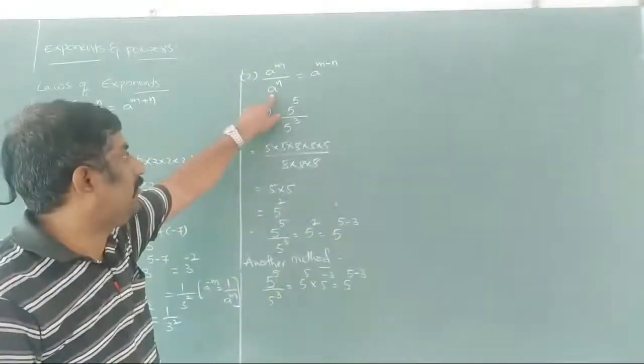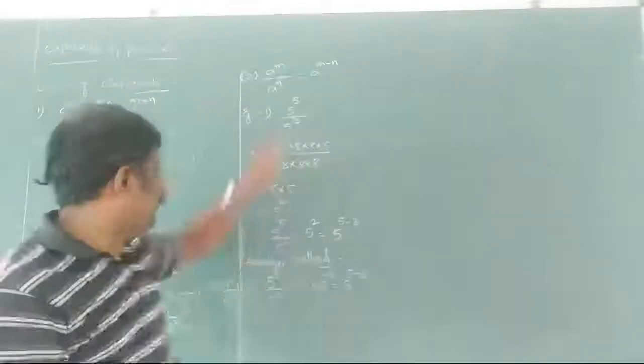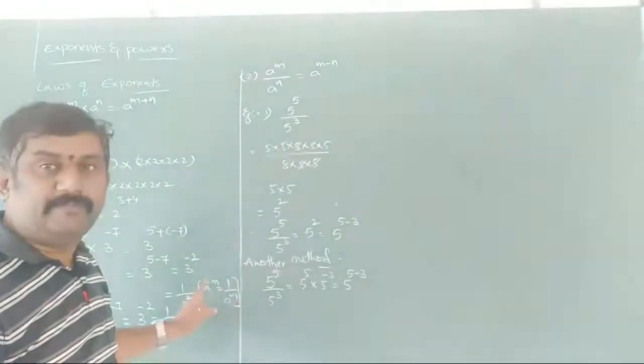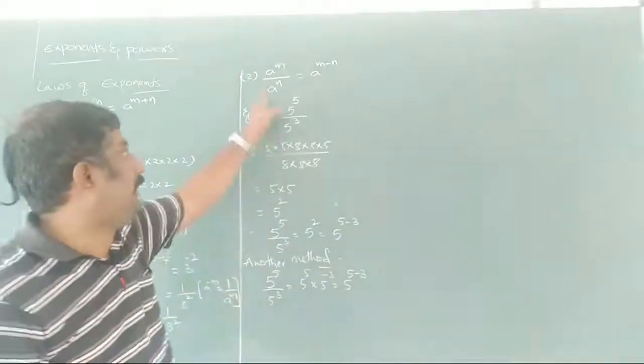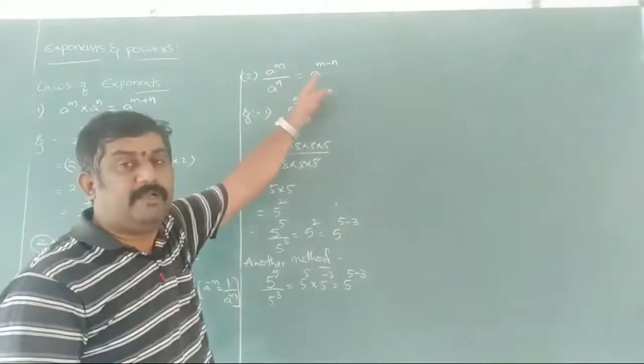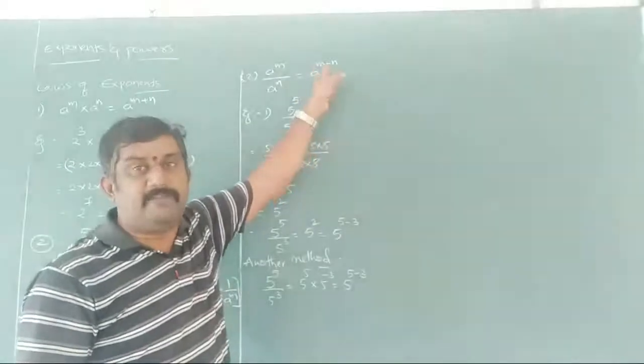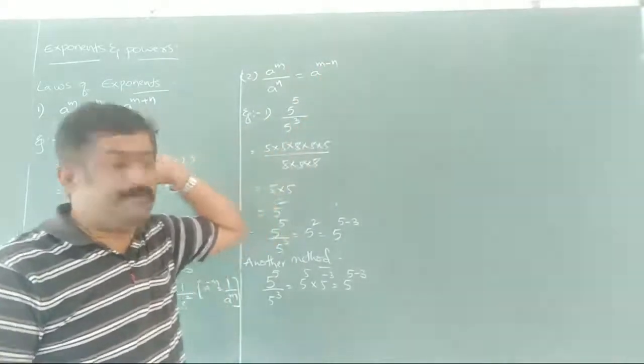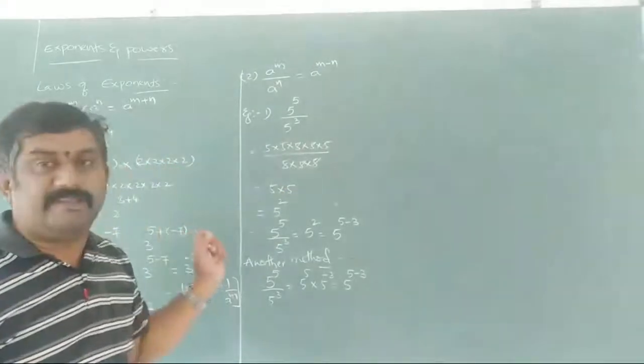This denominator is coming to the numerator. As per the formula, a to the power of 1 by a to the power of m can be written as a to the power of minus m. So a to the power of n in the numerator, and a to the power of minus m, we should add n plus minus m, nothing but n minus m, we will get here. Okay, so this is the second law of exponent.